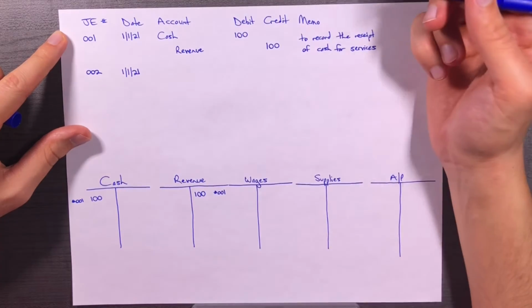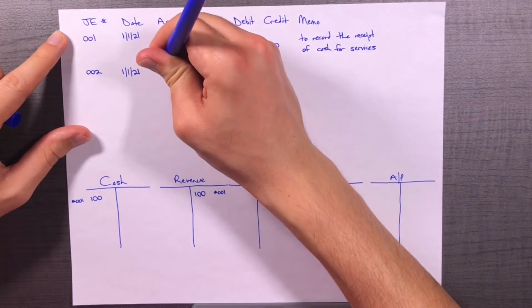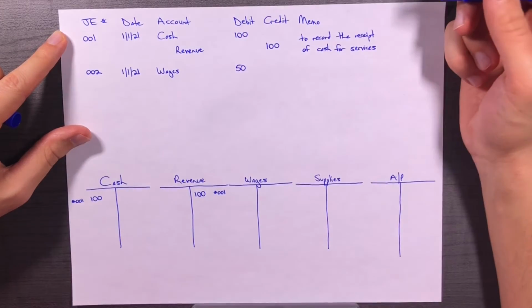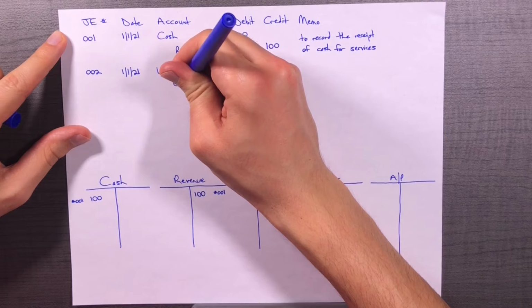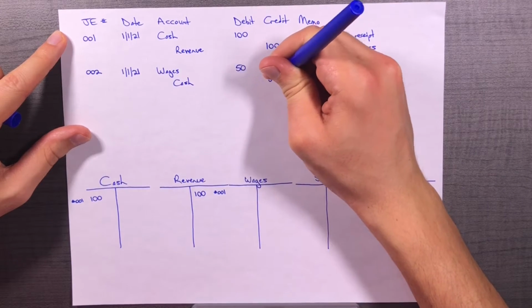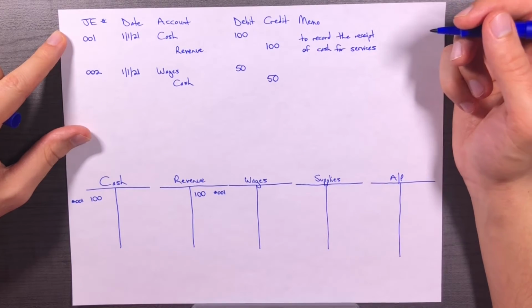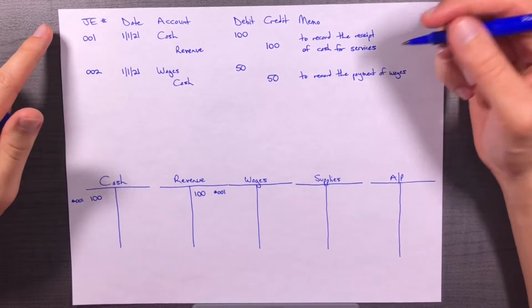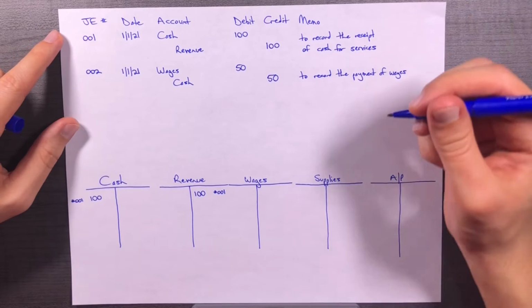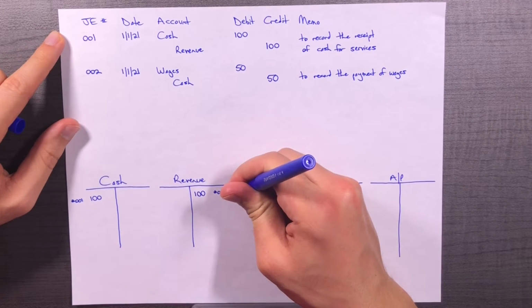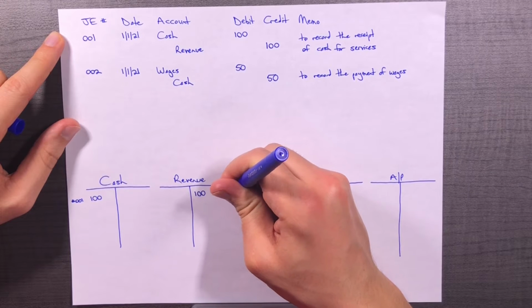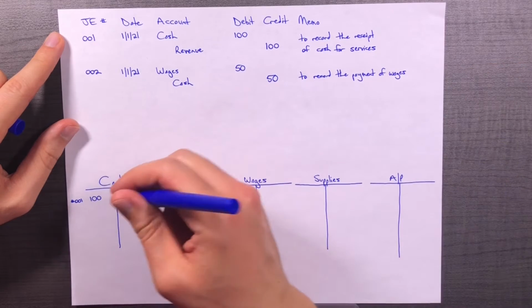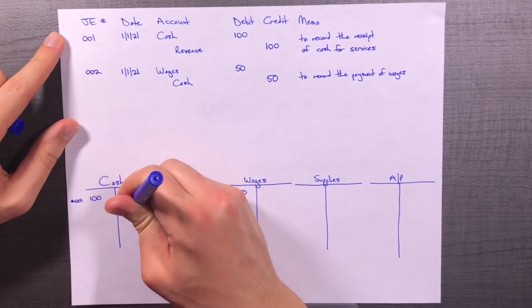Our first account, as you'll remember, was wages. We debited wages $50. So under debits, we're going to put 50. And we credited cash $50. And under credit, we'll put 50. For our memo, let's put to record the payment of wages. The last step is to transfer the info from our journal entry to our T account. In our wages T account, we'll put $50 on the left-hand side, along with our entry number. And in our cash T account, we put $50 on the right side, along with our entry number.